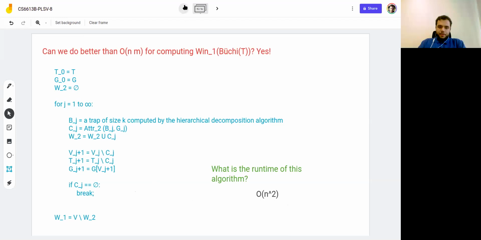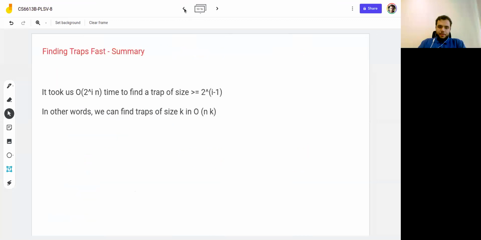Okay. So putting all these things together, we now have an order n squared algorithm for Büchi. And this was all I wanted to teach you in this session. Do you have any questions? Did everything make sense?